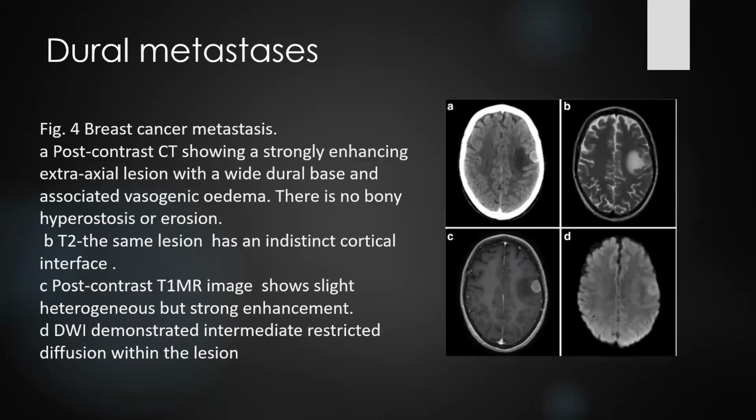In this case, the post-contrast CT shows a strongly enhanced extra-axial lesion with a wide dural base associated with vasogenic edema. There's no bony hyperostosis or erosion. The same lesion has an indistinct cortical surface on T2, and post-contrast MRI shows a slightly heterogeneous but strongly enhanced lesion. Diffusion weighted demonstrates intermediate restricted diffusion within the lesion.